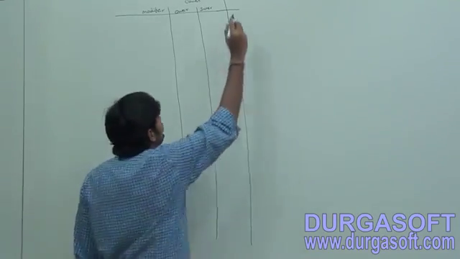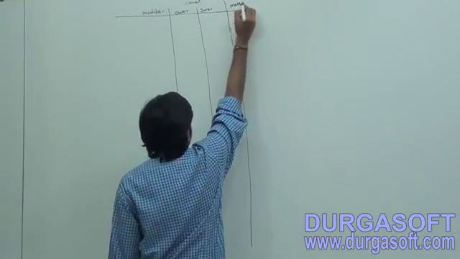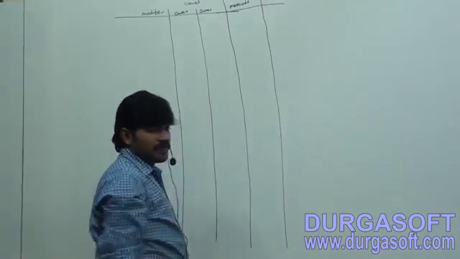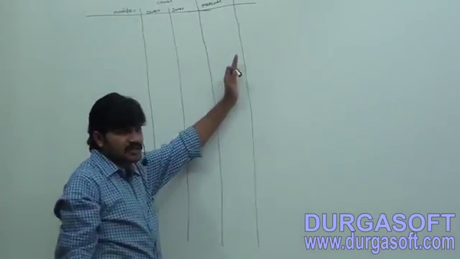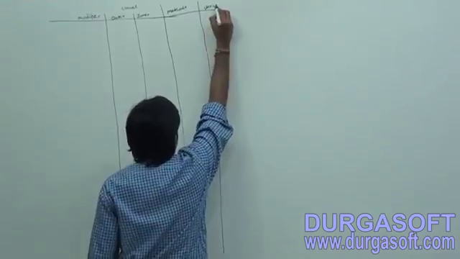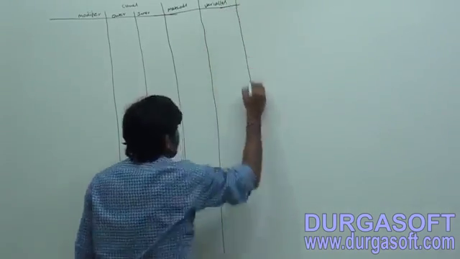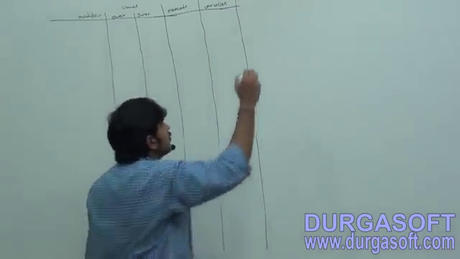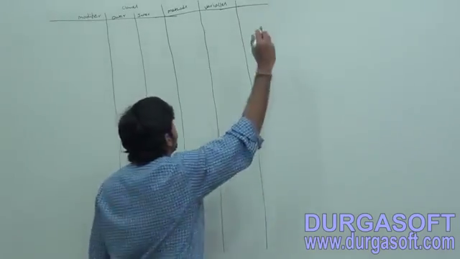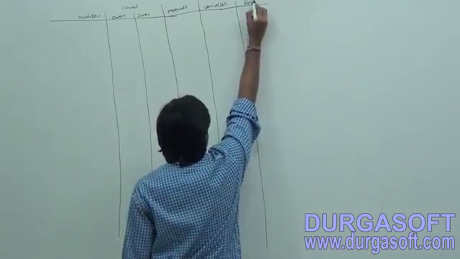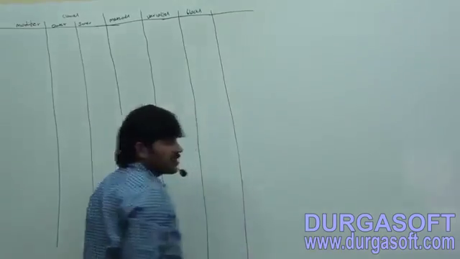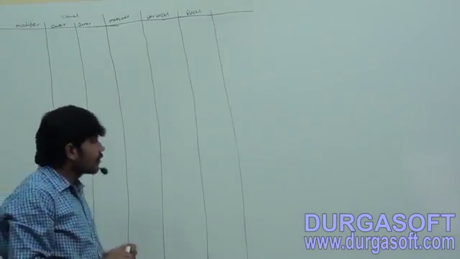Sir, is it applicable for methods or not? Okay, method level modifier. Are these modifiers applicable for methods or not? Are these modifiers applicable for variables or not? Are these modifiers applicable for blocks or not?